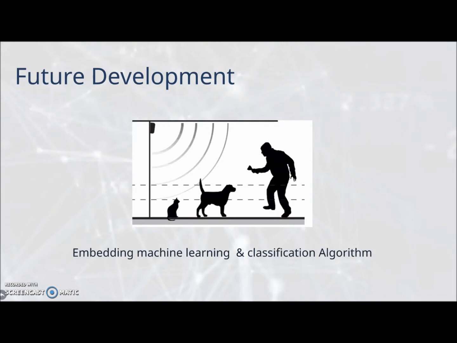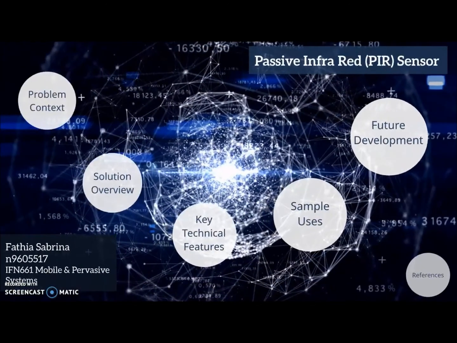It might also learn from previously collected data to adapt to different environments and situations, and detect more than just human motion. In conclusion, the passive infrared sensor is the most common sensor used for motion detection, which is a lot cheaper and easier to use, and also enables better security. The future PIR sensor will learn movements and reduce false alarms.